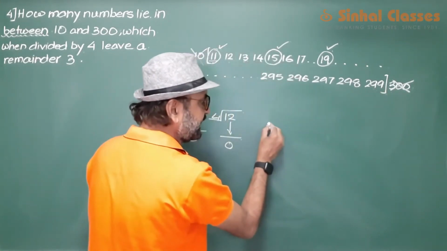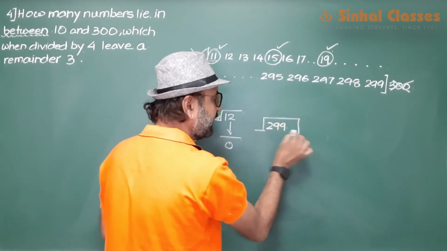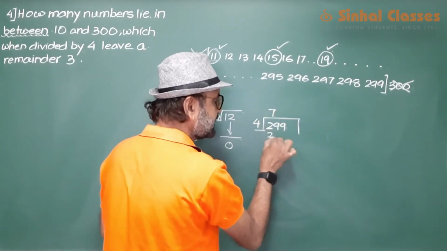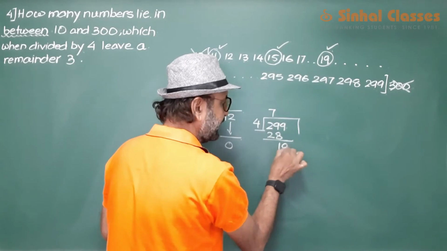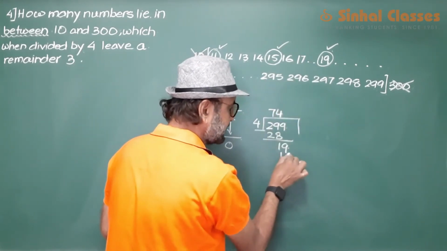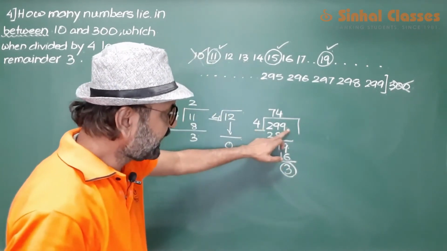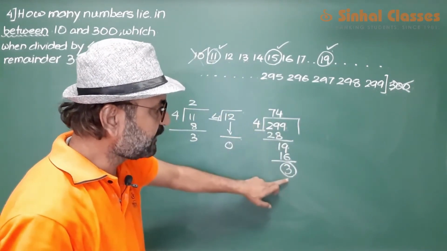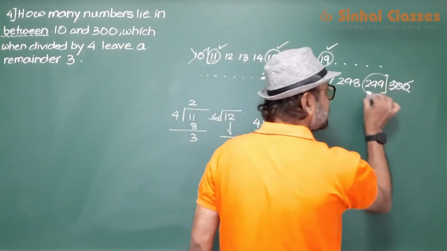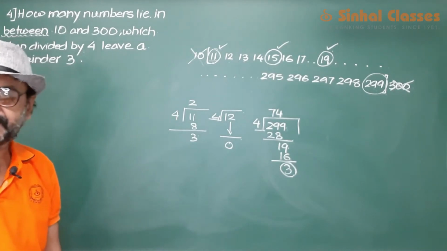Now let us take this 299. 299 when you divide by 4, 4 7s are 28, 19, 4 4s are 16, the remainder is 3. Now 299 when you divide by 4, the remainder is 3. So this is the last such number in the given list.